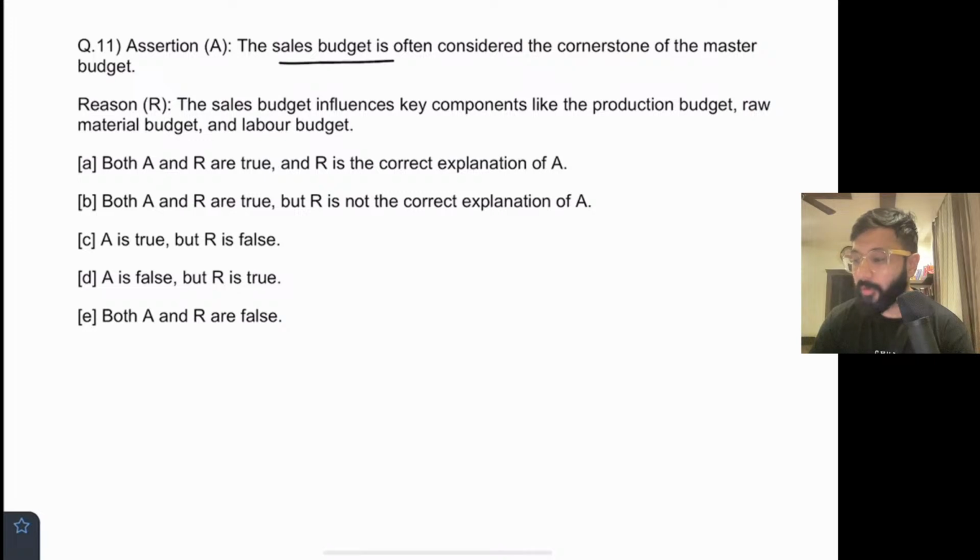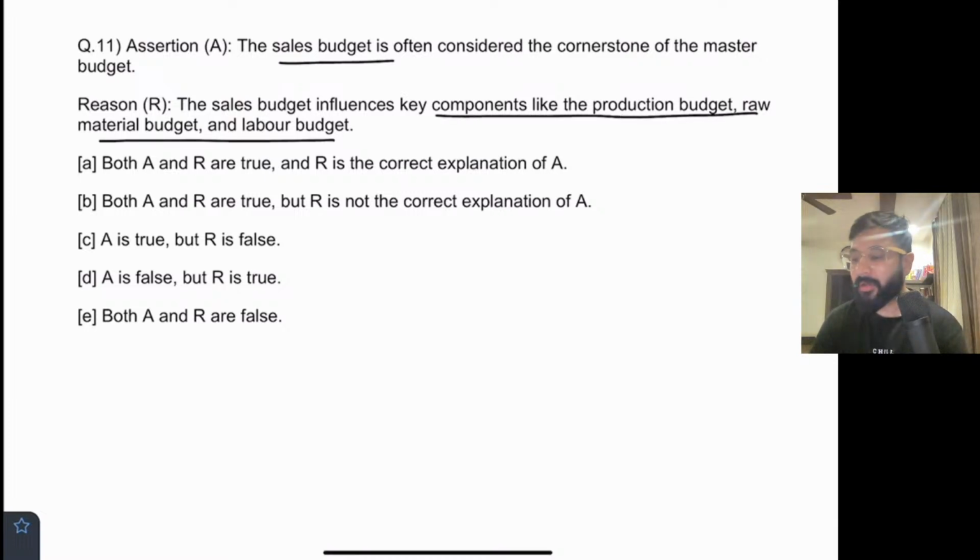The sales budget is often considered cornerstone of master budget. The sales budget influences key components like production, raw material and labor budget. कौन सा सही है, कौन सा गलत है? Question number 11. Yes, the answer is option number A.